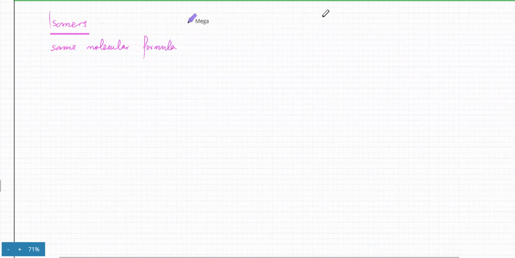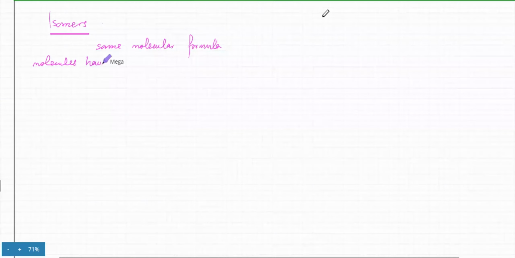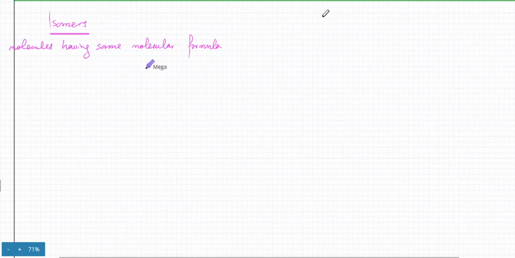Let me write this complete statement. Isomers are molecules that have the same molecular formula, but different structural formulas. You've done this in O levels as well. Same molecular formula, different structural formula.